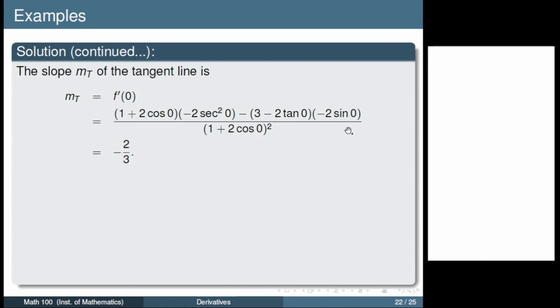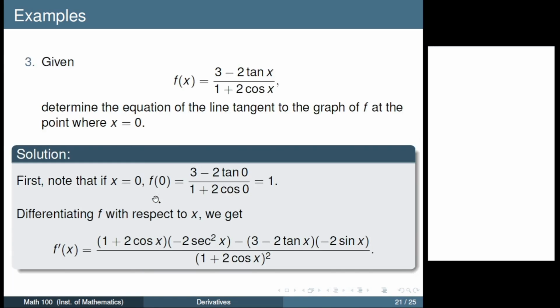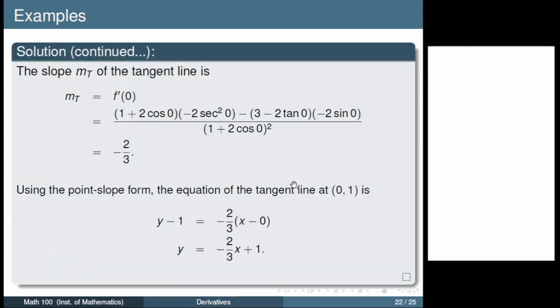And if you check, dapat mag-equal siya sa negative 2 over 3. So, check nyo na lang yung mga values ng trigonometric functions at x equals 0. And you should get negative 2/3 here. Okay? So, we have the slope negative 2/3. And yung point again natin ay 0, 1. Okay, from our first step.